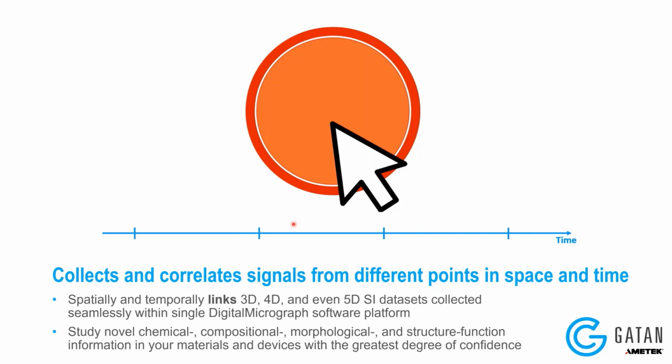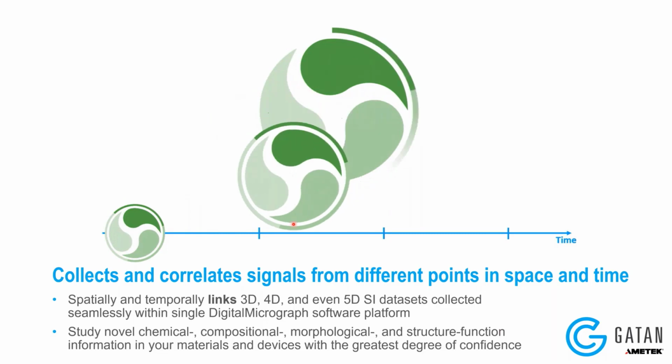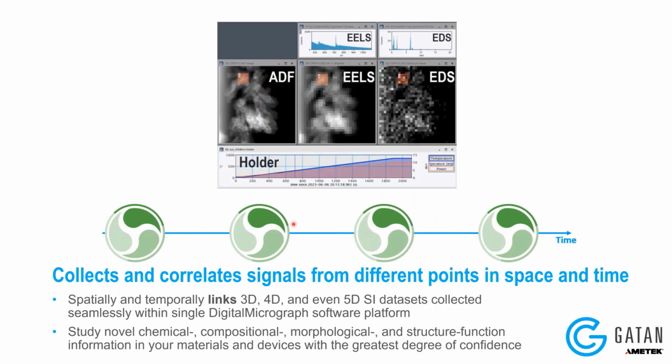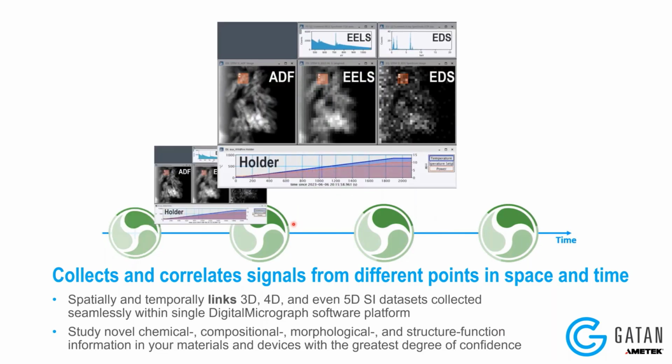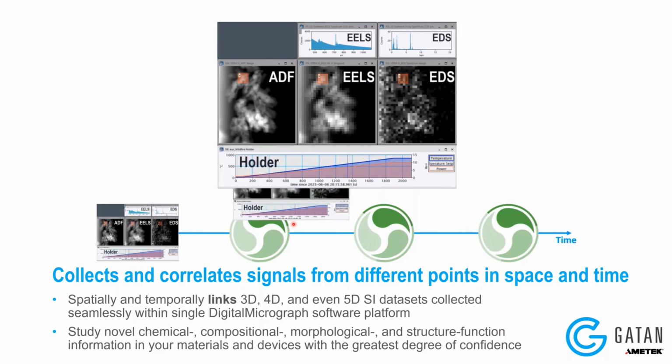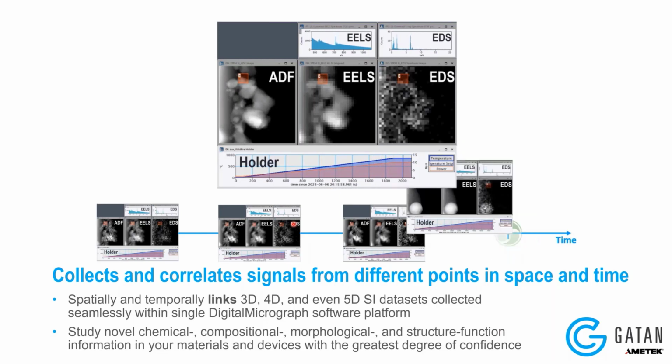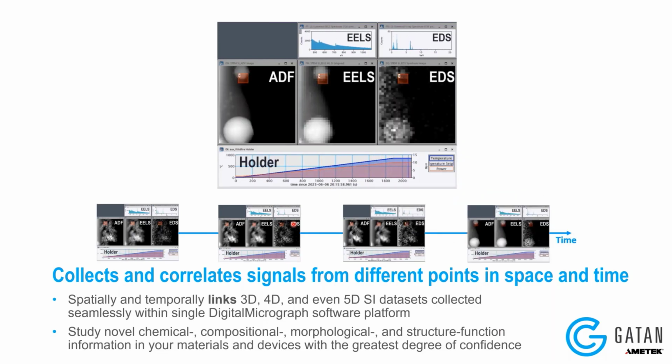EASY also allows you to collect temporally and spatially linked 3D, 4D, and even 5D STEM spectrum image data sets. And you do all of this from within Digital Micrograph. All the data that are being acquired are linked, and all the metadata are stored with your spectrum image data cubes. This means that you can study chemical, compositional, morphological, and structure function properties of your material with the greatest degree of confidence.